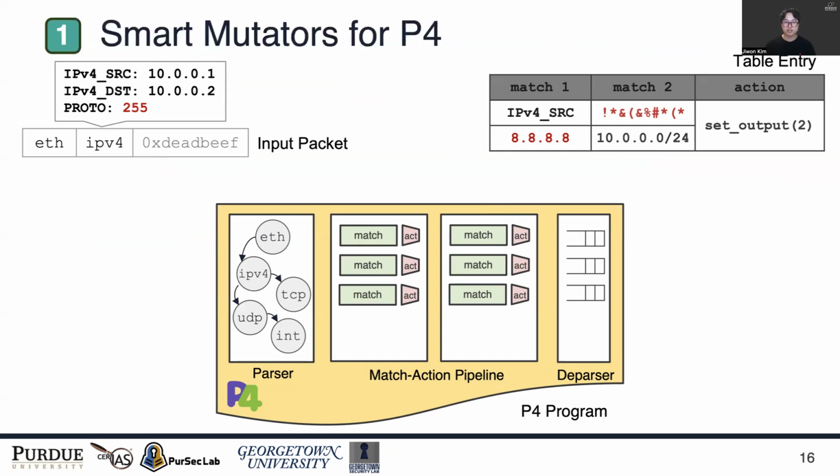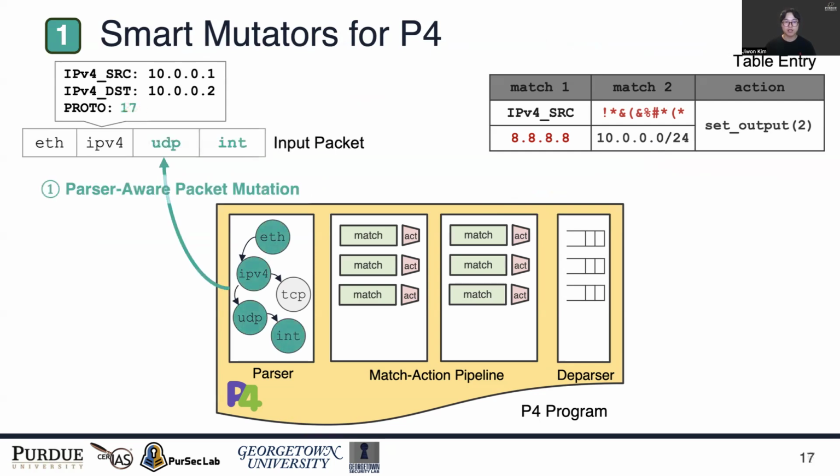To consider such interdependencies, we developed smart mutators for P4 programs. Instead of randomly generating packets, we refer to the P4 program directly. CHIMERA randomly chooses a parser path like UDP and INT, which is in-band network telemetry. Then CHIMERA can reversely generate valid packet header values like IPv4 protocol number as 17 for UDP. We call it parser-aware packet mutation.